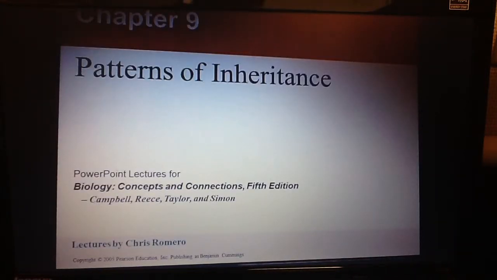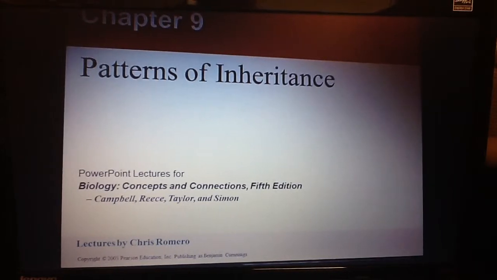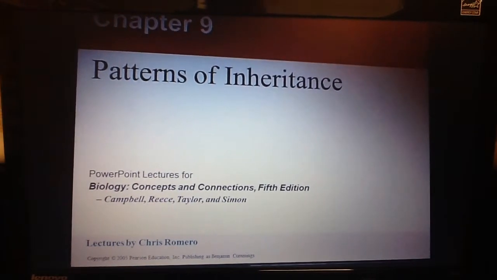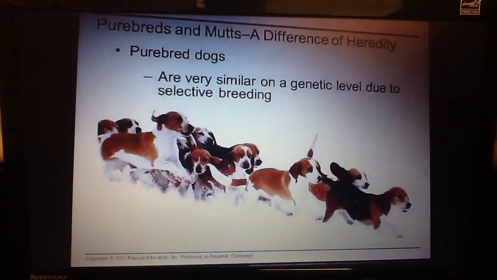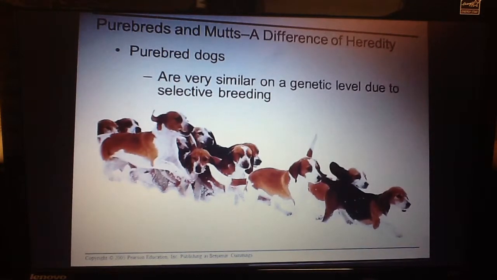So today we're in AP Biology, Chapter 9. We're talking about patterns of inheritance, or genetics. What we will be focusing on is the idea of how we pass on our traits. And one of the best examples of heredity is purebred dogs.